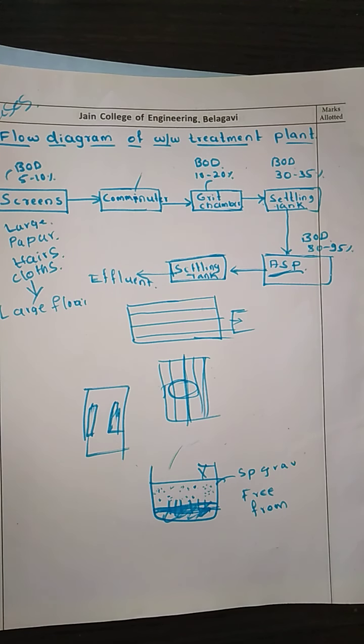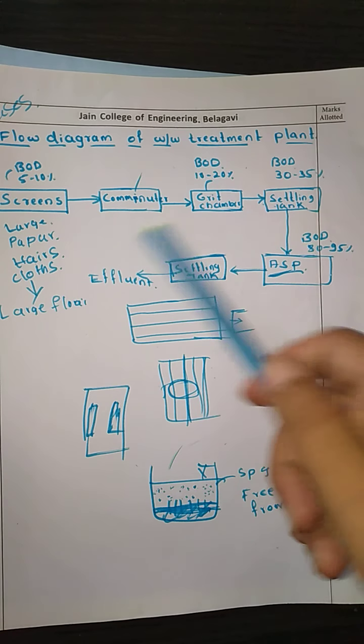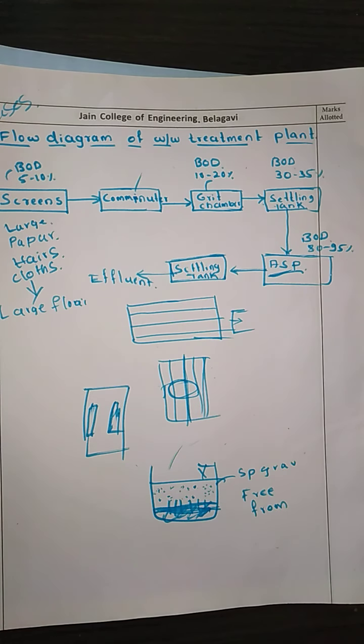Here we will be using the oxidation pond and oxidation ditches. Whatever sludge has settled down, we remove in the final settling tank, and then finally we get the effluent.